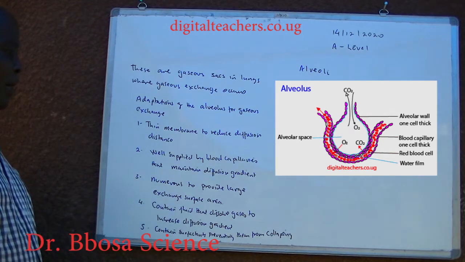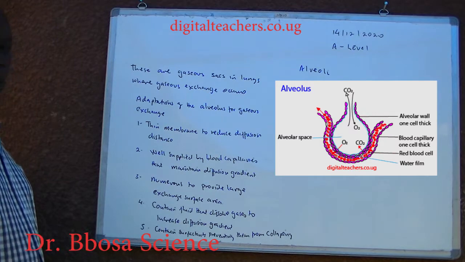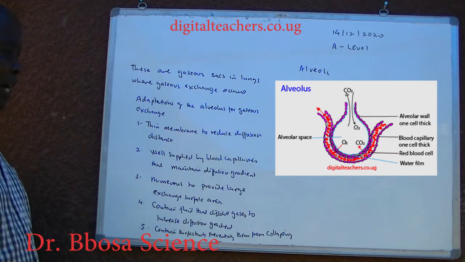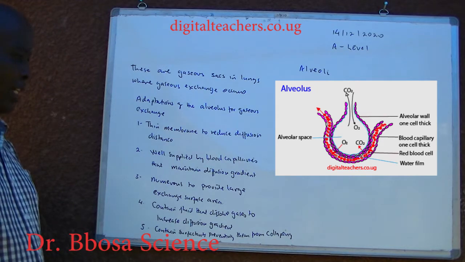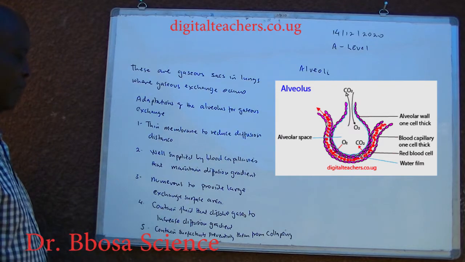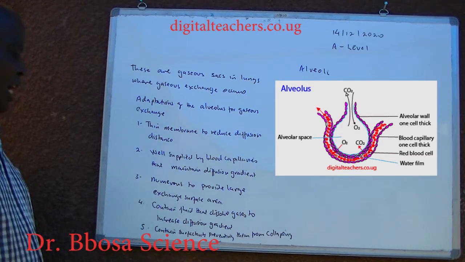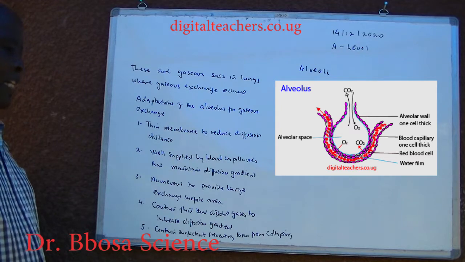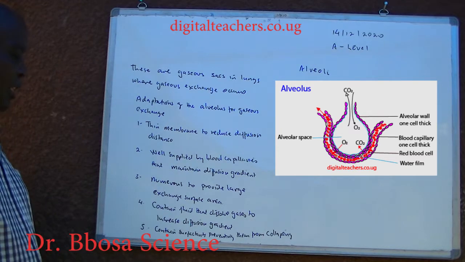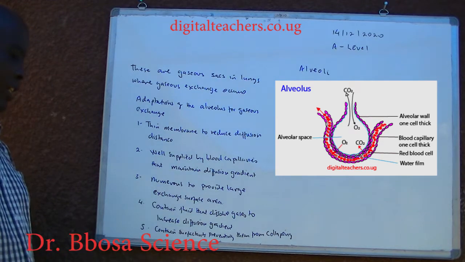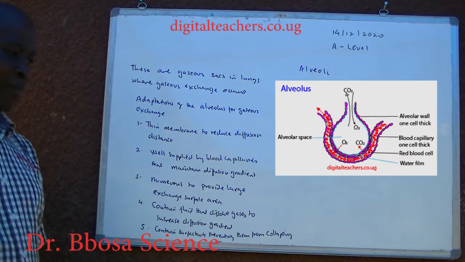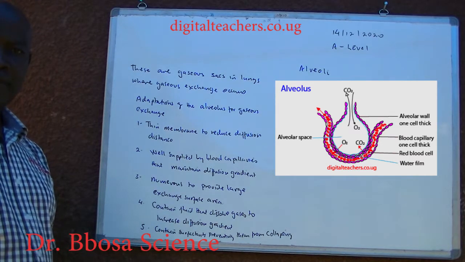1. Thin membrane to reduce diffusion distance. 2. Well supplied by blood capillaries that maintain the diffusion gradient. 3. Numerous to provide a large exchange surface area. 4. Contain fluid that dissolves gases to increase the diffusion gradient. 5. Contain surfactants preventing them from collapsing.